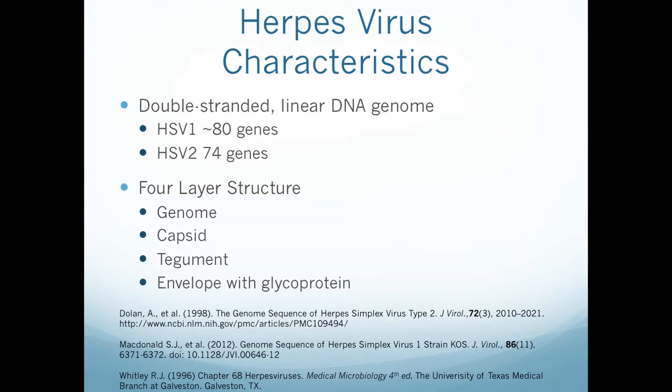Now that we've talked about herpes simplex disease, let's talk a bit about the viruses themselves. Both HSV1 and HSV2 have linear double-stranded DNA genomes. HSV1 has about 80 genes, and HSV2 has 74 genes. Herpes viruses have an interesting structure comprised of 4 layers. The genome forms the first core layer and is surrounded by a capsid, the second layer. Surrounding the capsid is a protein layer known as the tegument. And finally, surrounding the tegument is an envelope comprised of a lipid bilayer that's decorated with glycoproteins.